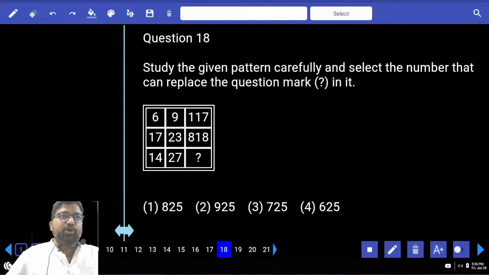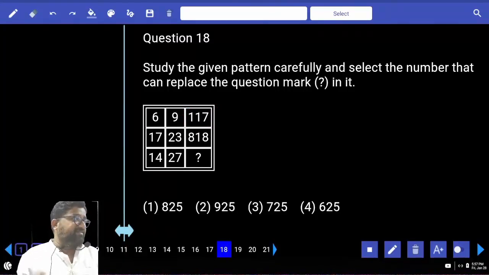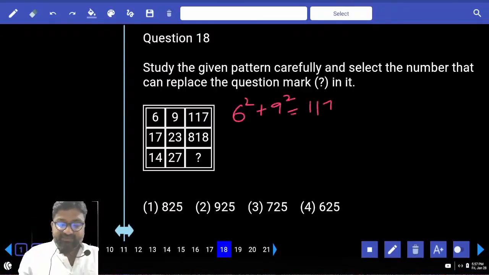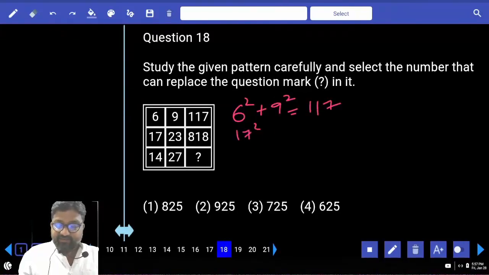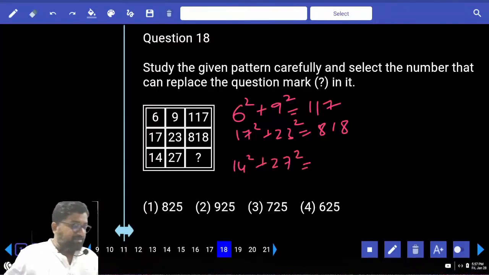Whether you have to do row operation or column operation, it will depend upon the last number most of the times. The numbers which are in the corners. So 117 is the number which is at the end of a row. So 6, 9, 117. 6 square plus 9 square is equal to 117. Similarly 17 square plus 23 square is equal to 818. Similarly 14 square plus 27 square is equal to how much? 925. Clear? Yes or no?